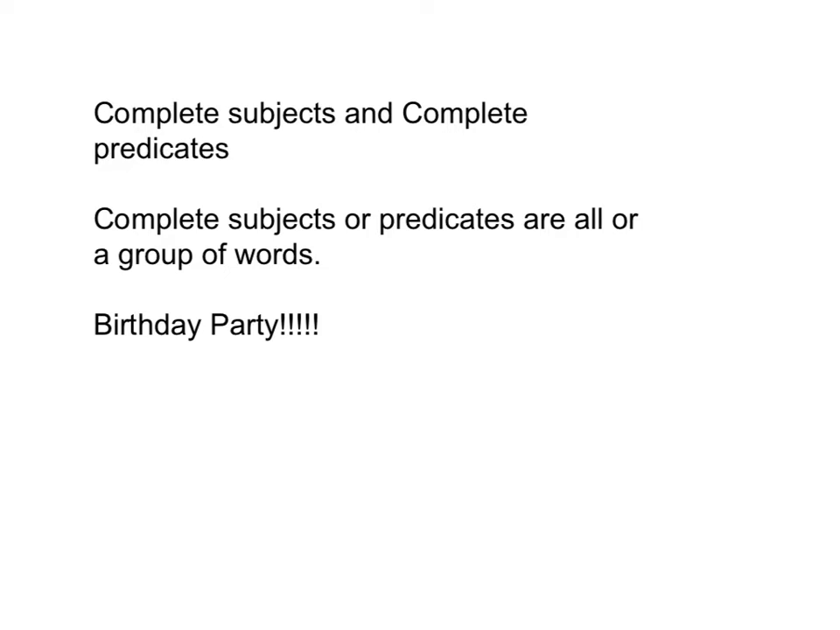Let's take a look at complete subjects and complete predicates and how they're different. Well, complete subjects or complete predicates are all or a group of words. So, for instance, at your birthday party last year your mom wanted you to just keep it simple. She asked you to just invite one friend. Well, this year we're going to have a complete bash. We're going to invite all your friends, as many friends as you want to invite. They're all invited to your birthday party, and it's going to be a lot of fun. That's complete.